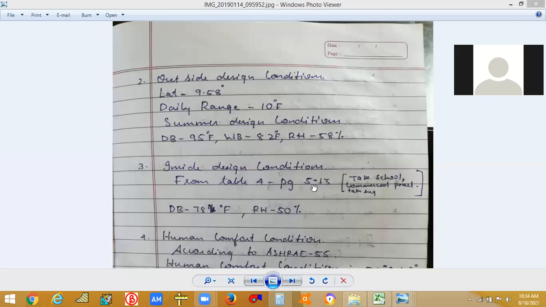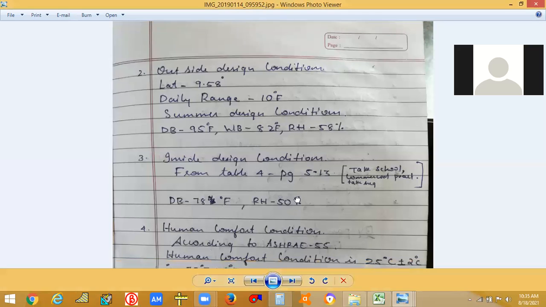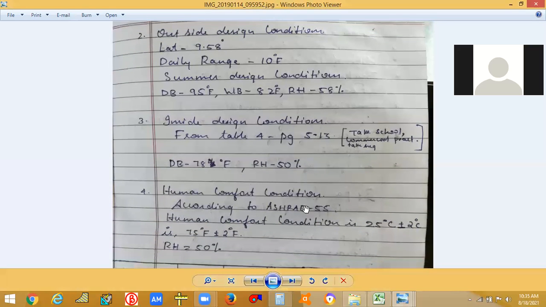What is our fourth point? Our fourth point is human comfort condition, right? According to ASHRAE 55, the human comfort condition is 25 degrees Celsius plus or minus 2 degrees Celsius. That is the human comfort recommended by ASHRAE. So when we are designing something, we have to make sure that this temperature is set at 25 plus or minus 2 degrees Celsius.